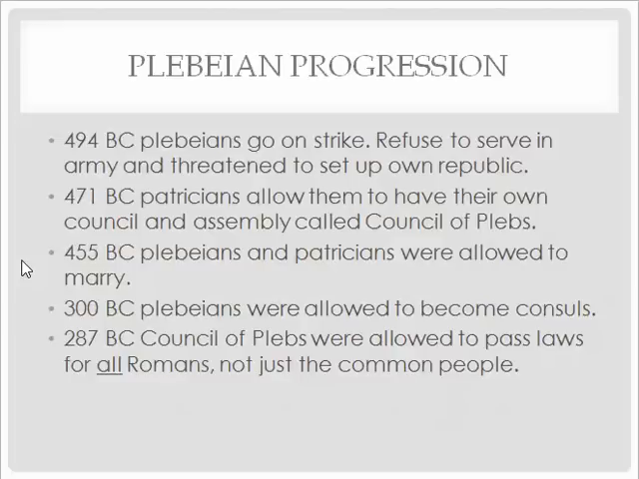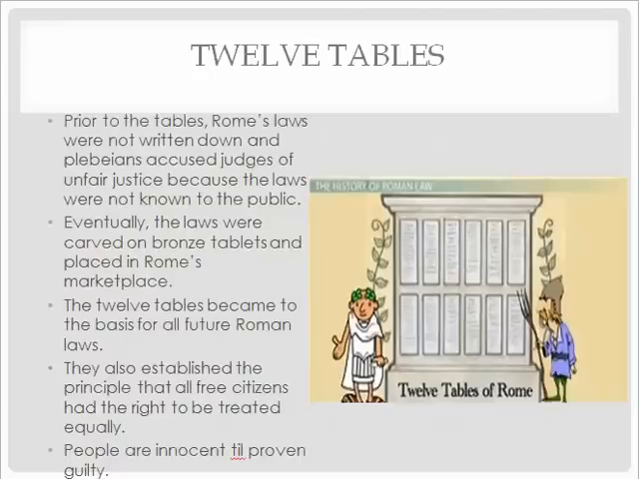In 300 BC, plebeians were allowed to become consuls. So then things are really getting interesting, because the plebeians are now starting to be part of the magistrate. And then at 287 BC, the council of plebes was allowed to pass laws for all Romans, not just the commoners, but for all Romans. So you could kind of see the progression of the plebeians. It took a while, but eventually they got there.